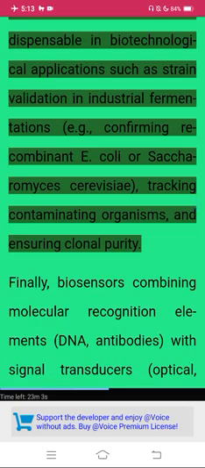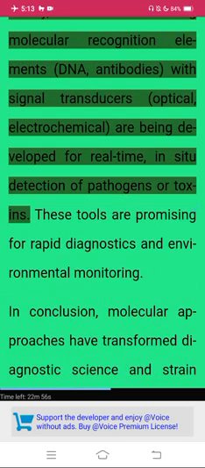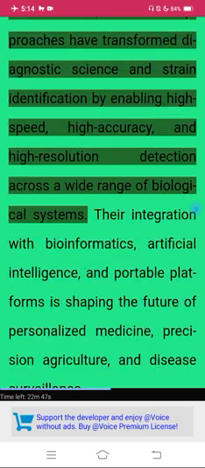Molecular identification is indispensable in biotechnological applications such as strain validation and industrial fermentations, e.g., confirming recombinant E. coli or Saccharomyces cerevisiae, tracking contaminating organisms, and ensuring clonal purity. Finally, biosensors combining molecular recognition elements, DNA, antibodies with signal transducers, optical, electrochemical, are being developed for real-time, in situ detection of pathogens or toxins. These tools are promising for rapid diagnostics and environmental monitoring.